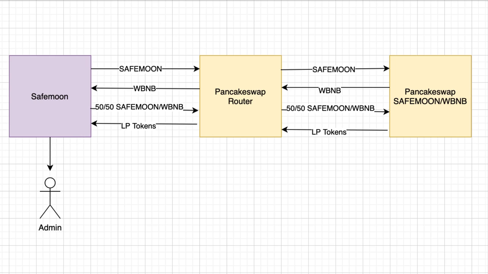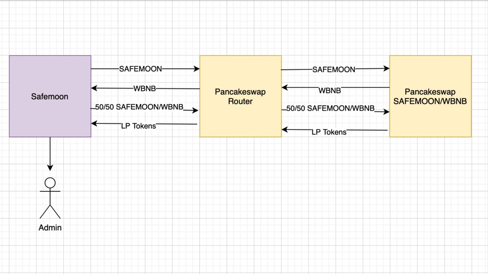And in exchange, we get a liquidity provider token that will be sent to the admin of Safemoon. If you are not familiar with PancakeSwap, when you provide liquidity, you need to provide an equal value for the two assets of the liquidity pool. In our case, the liquidity pool is Safemoon and wrapped BNB. That's why we had to convert half of the Safemoon into wrapped BNB before.